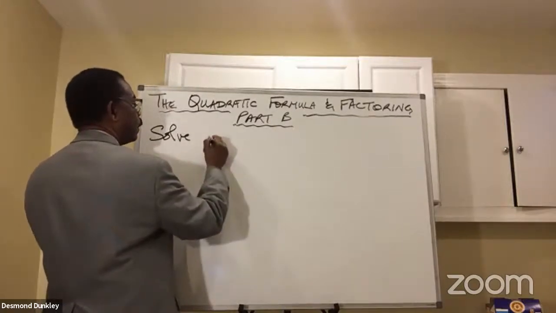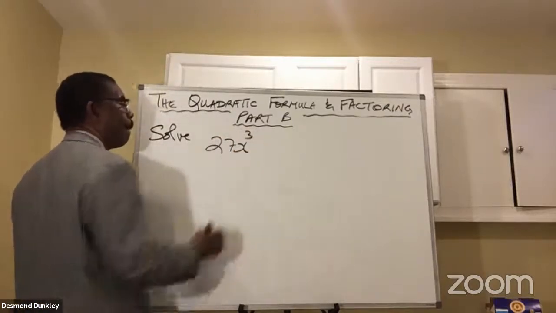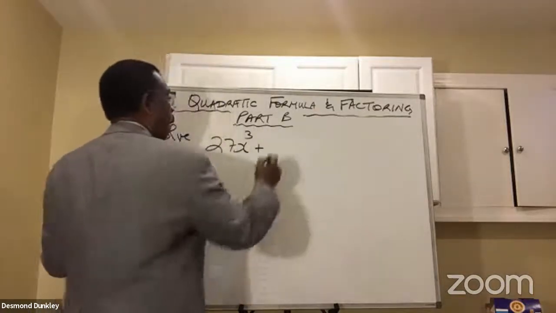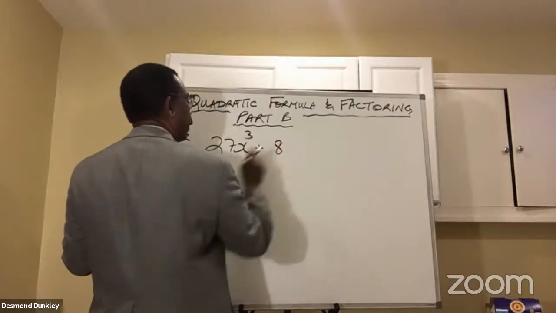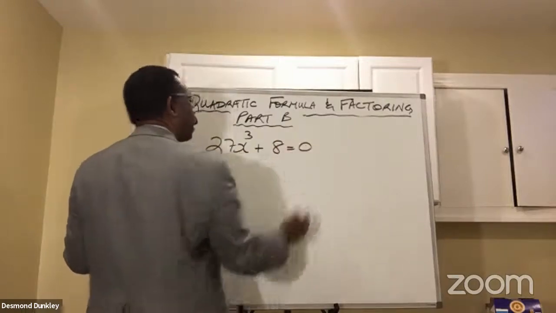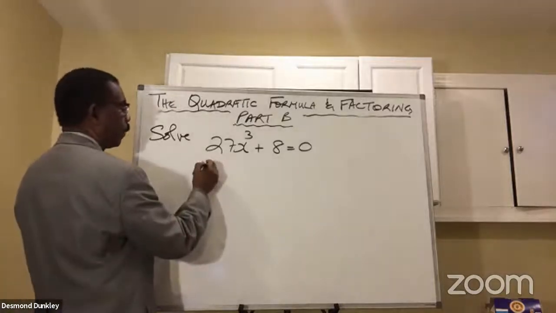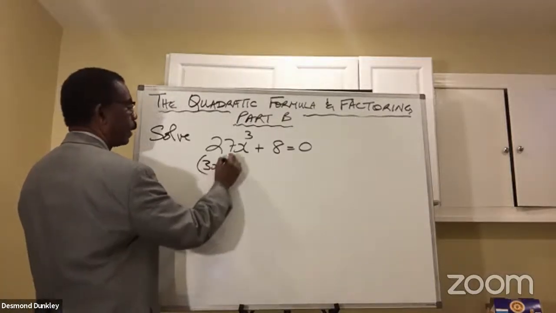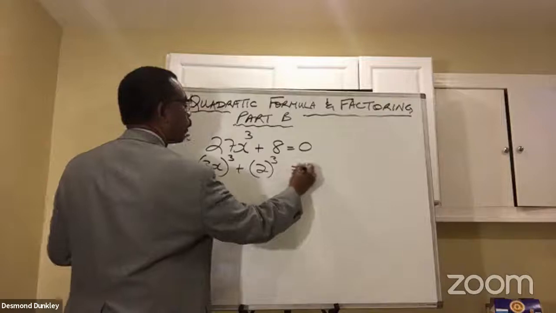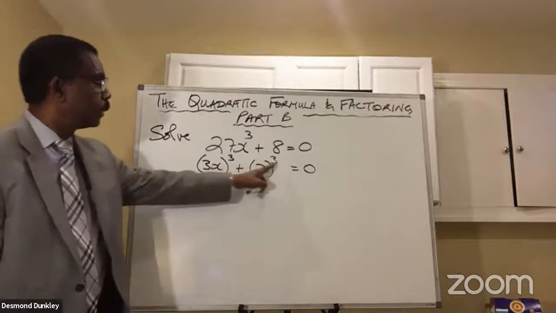Let's do 27x cubed plus 8 equals 0. Okay. So this, I know we can rewrite as 3x cubed plus 2 cubed equal to 0. So here we have the sum of cubes.